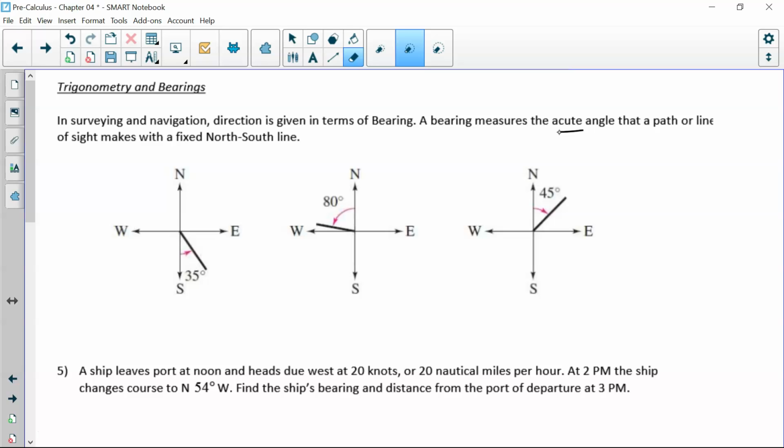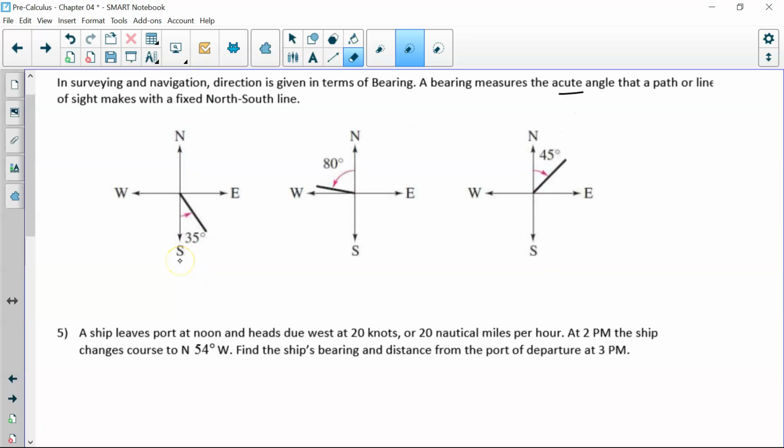So if we look at the first diagram, the way we would read that is 35 degrees to the east of the south line. So to the east of south. Now to make it easier to write, we would write it as south, S, 35 degrees east. That's how that would be written. It gives you the direction, north-south, the degree, and then east or west.